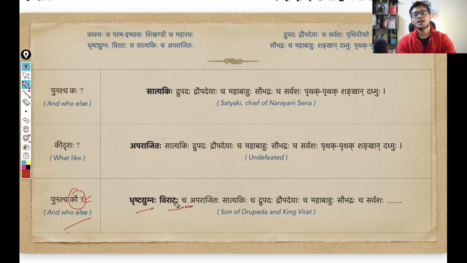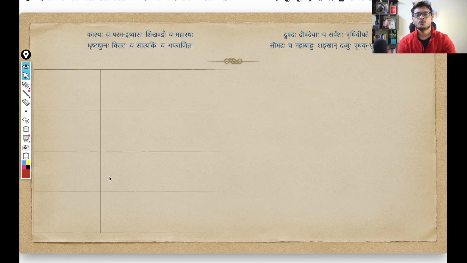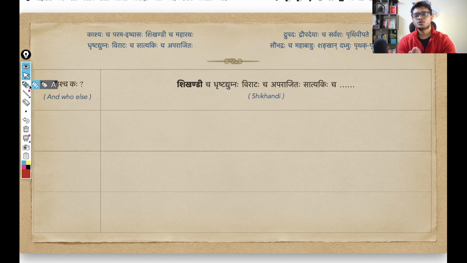So Drishtadyumna and Virat. Both of these characters we already know. These are the Pandava allies. Drishtadyumna was the son of Drupad, the twin brother of Draupadi. And Virat was one of the kings of one of the empires that were allies of the Pandava army. So King Virat. Okay, and just a few more characters left. Let us go through them also.